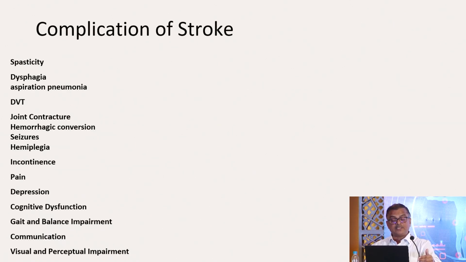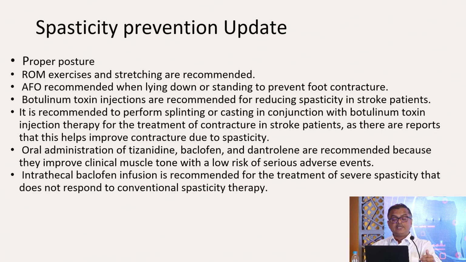Now, these are the common complications of a stroke: spasticity, dysphagia, aspiration pneumonia, DVT, joint contracture. This is the spasticity prevention update: proper posturing, range of motion exercises and stretching, AFO, botulinum toxin and other injections. It is also recommended to perform splinting or casting in conjunction with the botulinum toxin injection. Don't forget the patient after injection. Oral administration of tizanidine, baclofen and dantrolene, which is not available, is recommended because they improve clinical muscle tone with a low risk of serious adverse effects. Intrathecal baclofen infusion is recommended when appropriate.